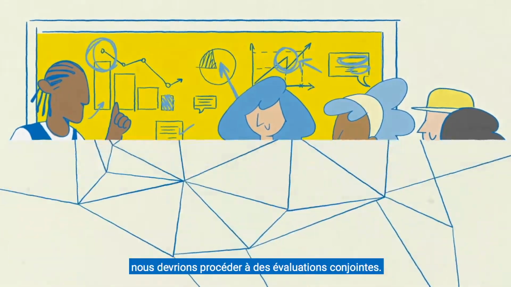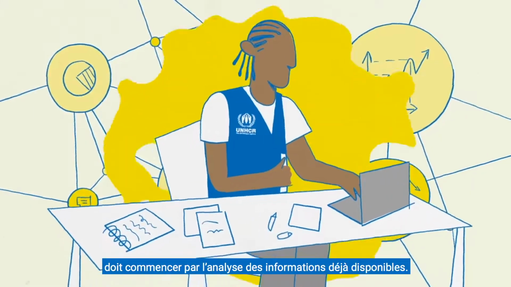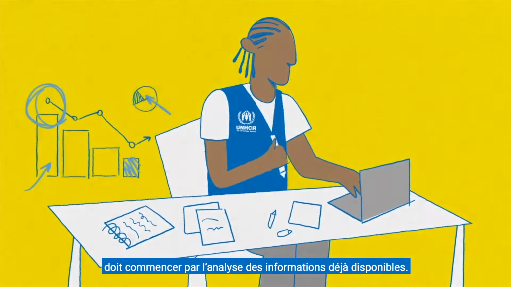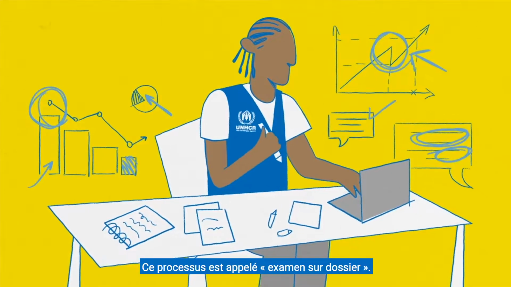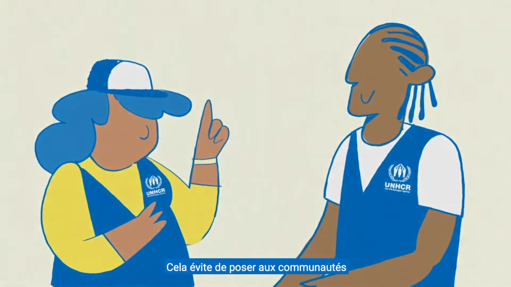Whenever possible, we should conduct joint assessments. Any GBV assessment should begin with analyzing information that is already available. This process is called a desk review. This prevents asking communities the same questions repeatedly.